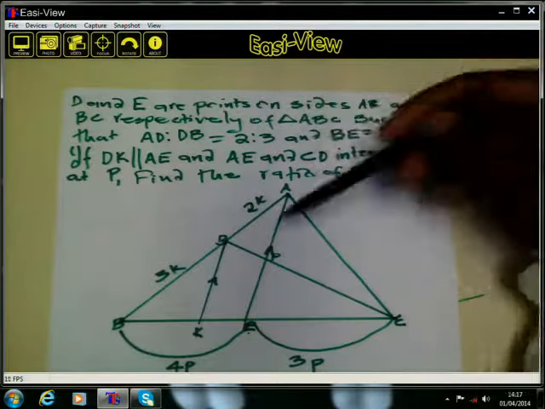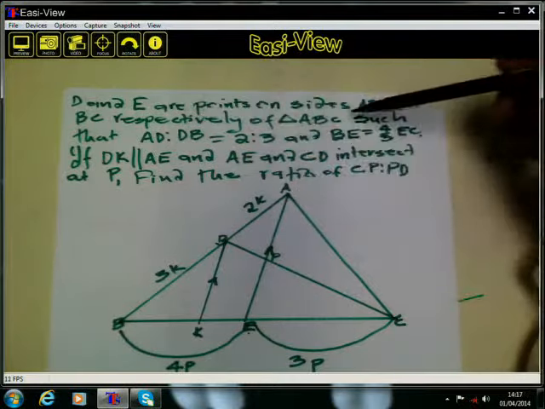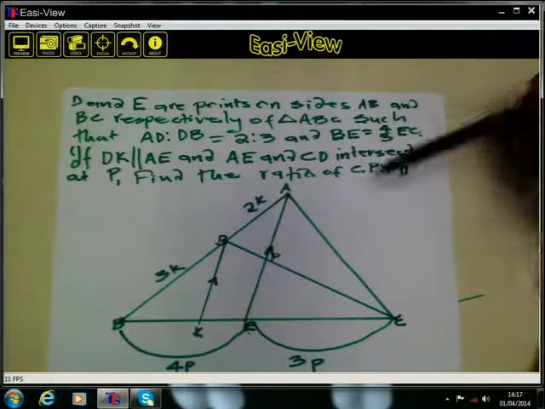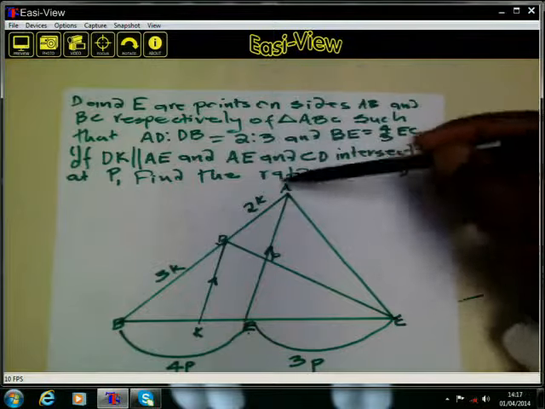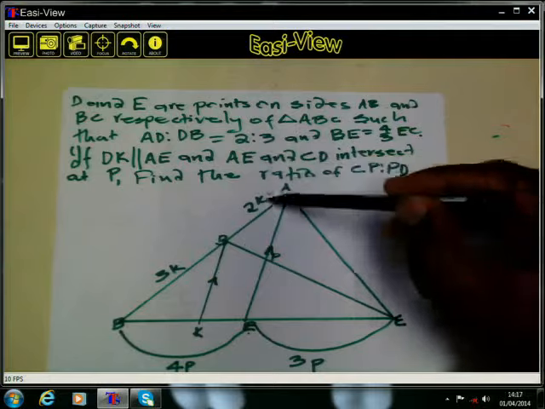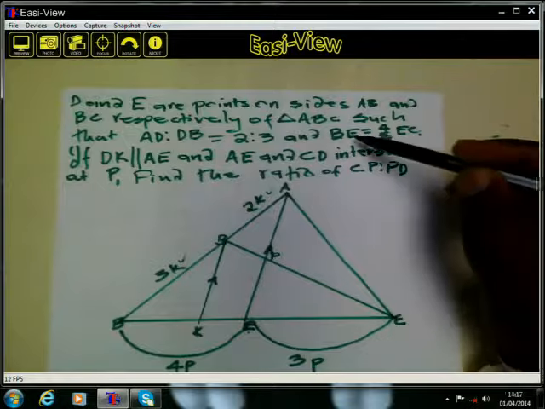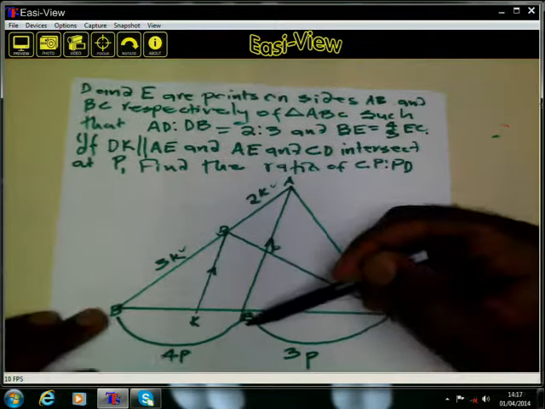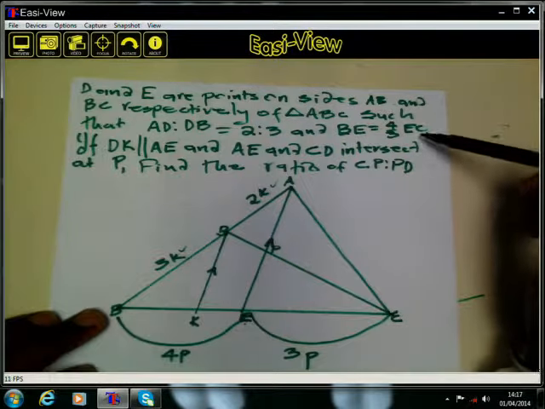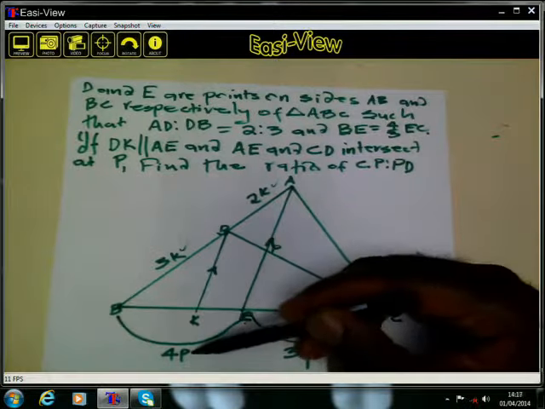D and E are points on side AB and BC, so E will be here when D is there, such that the ratio AD to DB is 2 is to 3. It means this is 2K units, and this is 3K units. And BE, where is BE? BE is here. BE is 4 over 3 of EC. It means EC is 3 units when BE is 4 units.